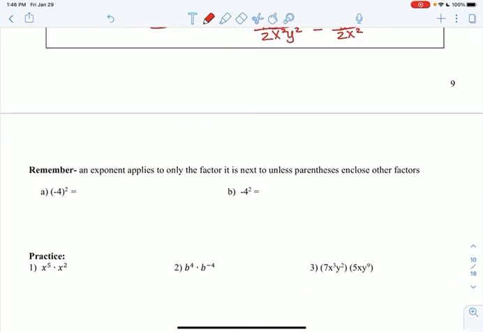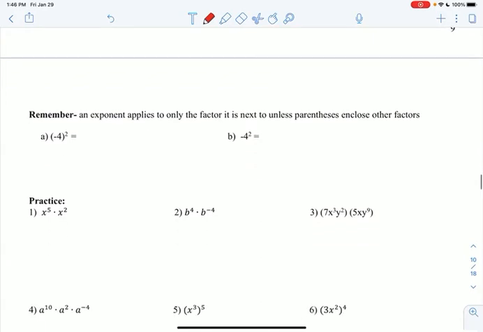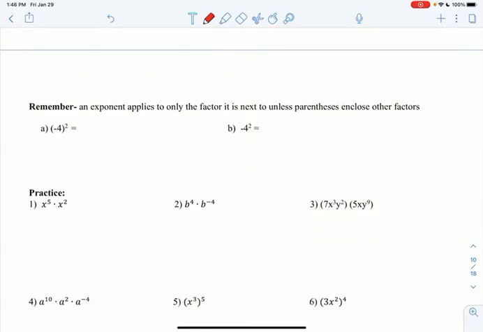So remember, an exponent applies to only the factor it is next to unless parentheses enclose other factors. This is something that I really wanted to stress. These are 2 different problems with 2 very different answers. On A, the whole thing is going to the second power. On B, just the 4 is to the second power.